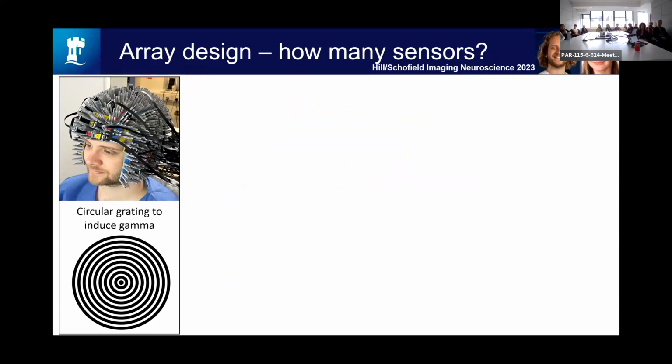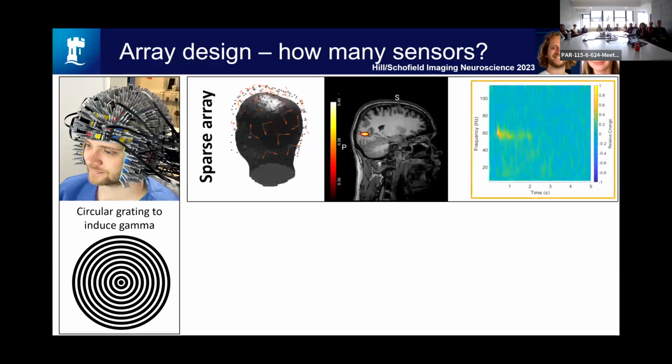So this is an example of a high density helmet. You can see there's lots and lots of slots for the OPMs to sit in. This is a visual gamma response. I don't know if people have seen these before, but you stare at these funny patterns and it makes really nice gamma oscillations, high frequency oscillations in the brain. This is what we got with a sparse array, a standard array where all the sensors are equidistant across the head. Yep, we get a visual blob, and yes, we get a nice little bit of gamma.